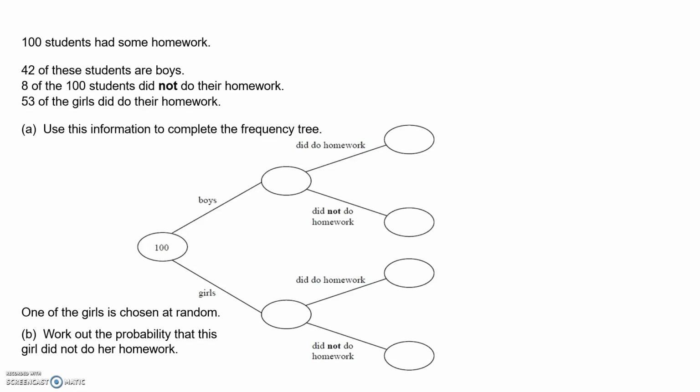GCSE question of the week, week 11. 100 students had some homework. 42 of these students are boys. 8 of the 100 students did not do their homework. 53 of the girls did do their homework. Use this information to complete the frequency tree.